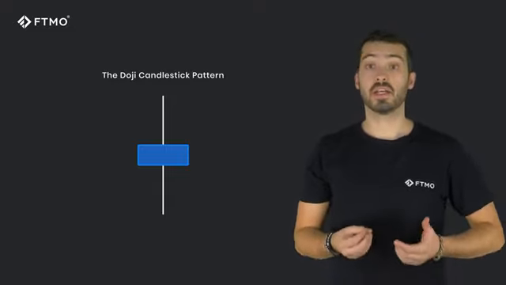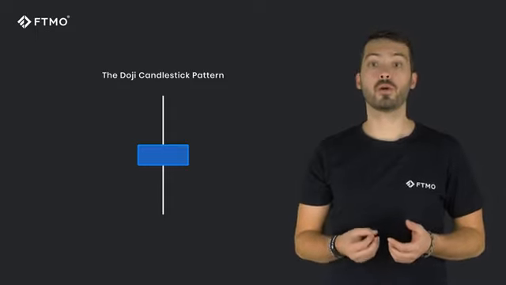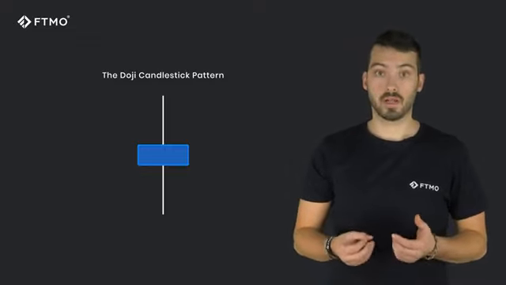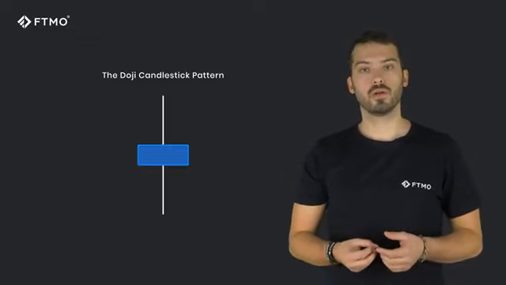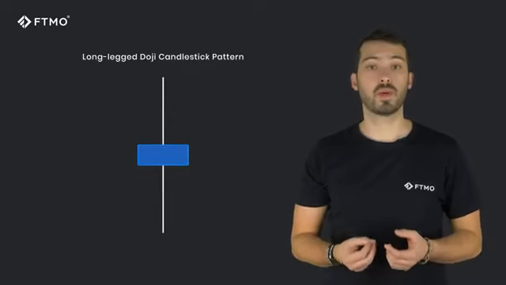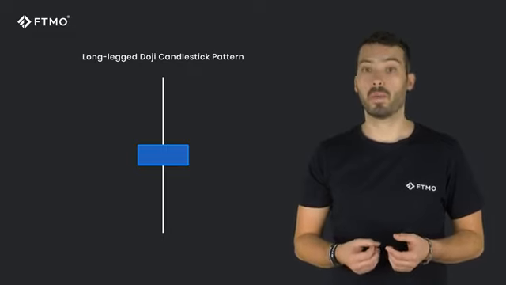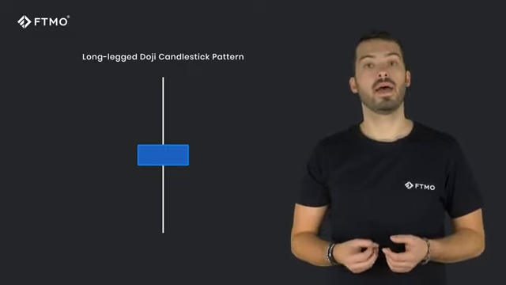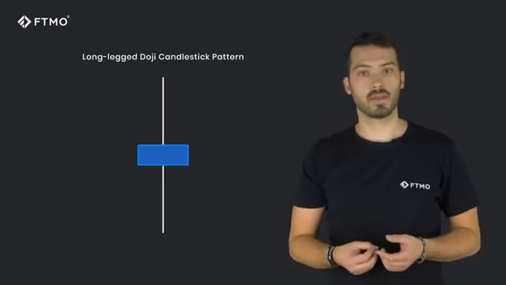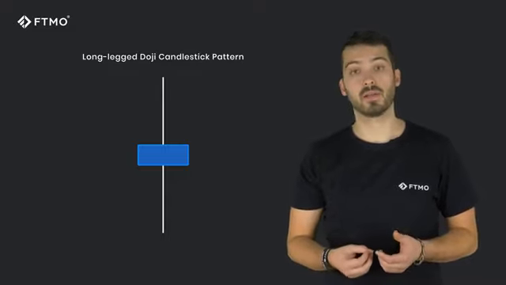Although doji is an indecision candlestick pattern, there are three different variations which are going to help us make more educated trading decisions. There are long leg doji, gravestone doji, and dragonfly doji. A long leg doji is very similar to the spinning top candlestick. Compared to regular doji, it is a much more dramatic candle with long upper and lower wicks. Long leg doji is the same as the spinning top candlestick. It signals indecision in the market and a possible reversal in play.